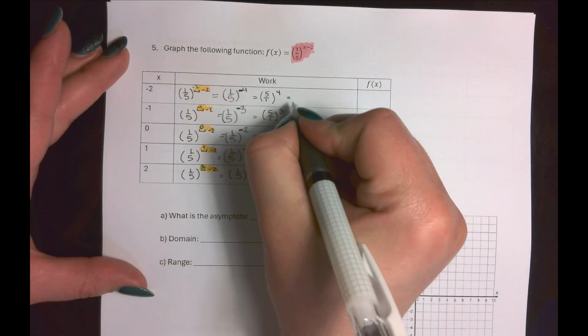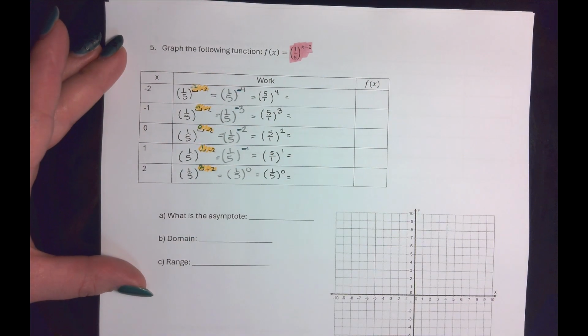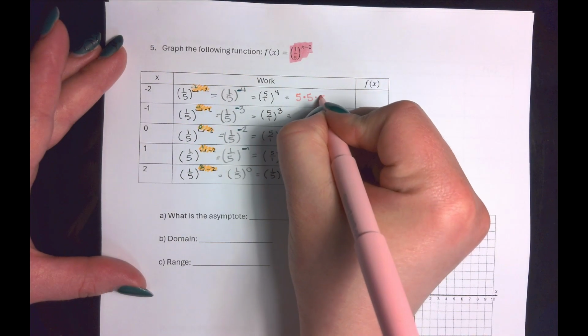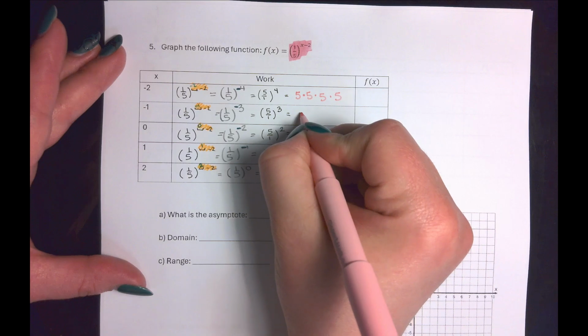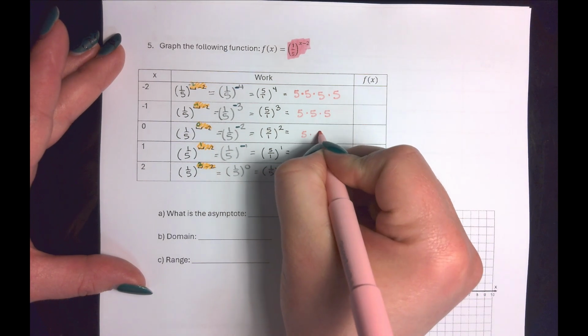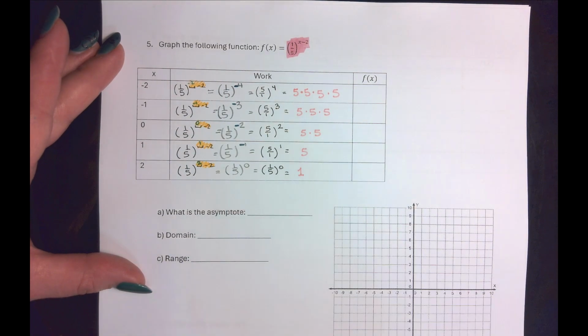Next, I'm going to see if you know what an exponent means. So for us, I want to see 5 four times, 5 three times, 5 twice, 5 once, and anything to the 0 power is 1.